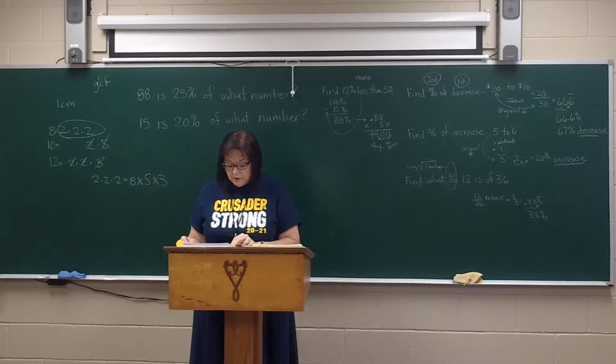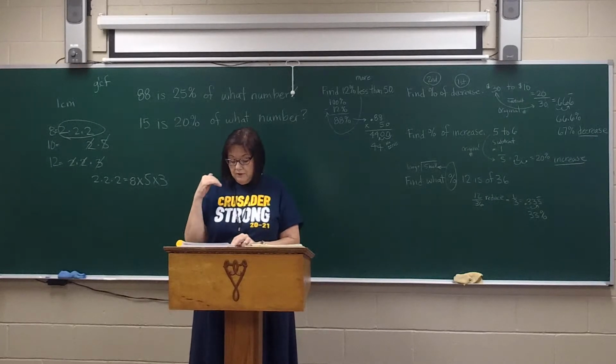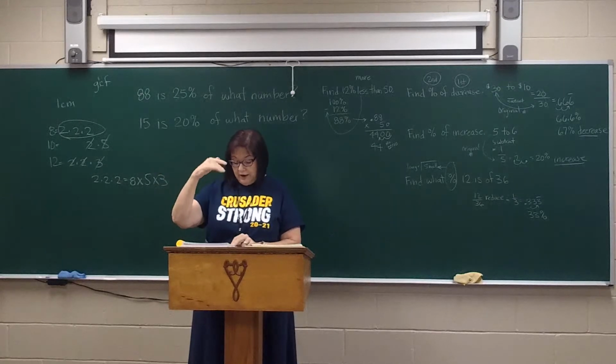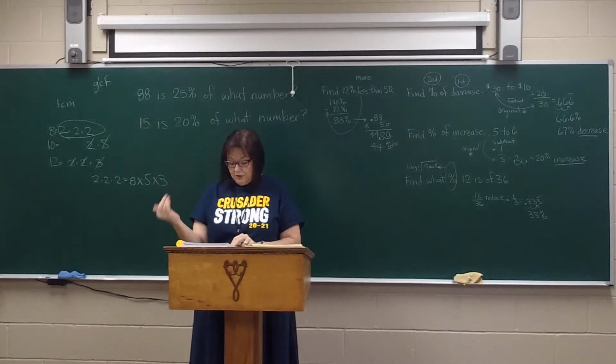Number 7, complete this proportion. 16 over 7 equals 80 over something. And just like we've done before, we say, what times 16 will get me to 80? And we know it's 5, so 17 times 5 equals 85. So 80 over 85.